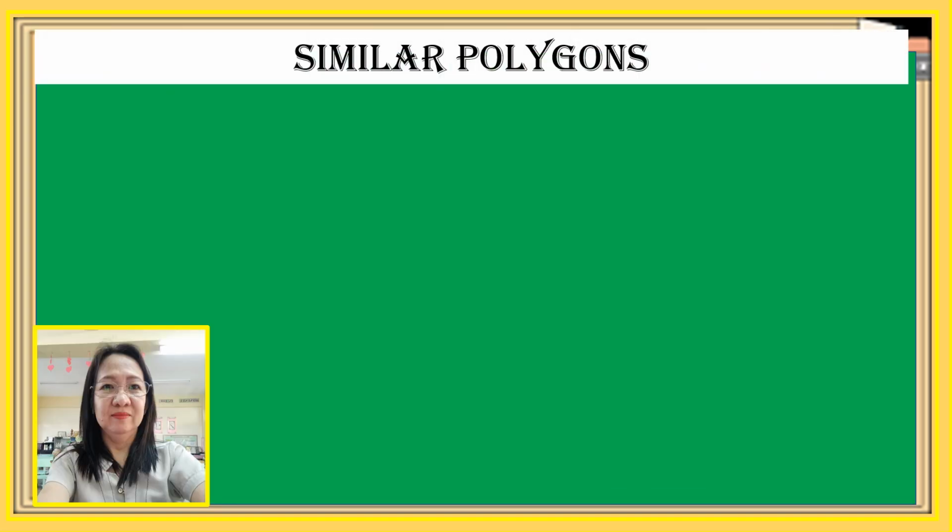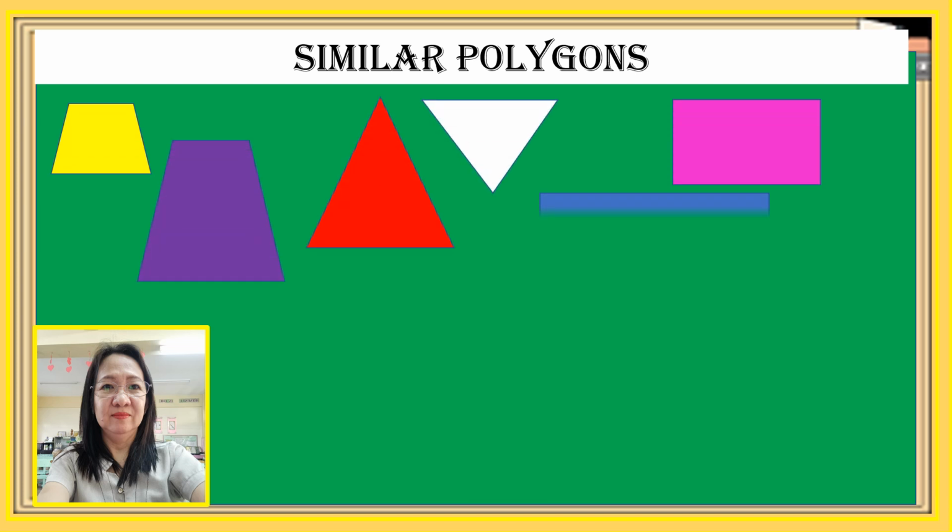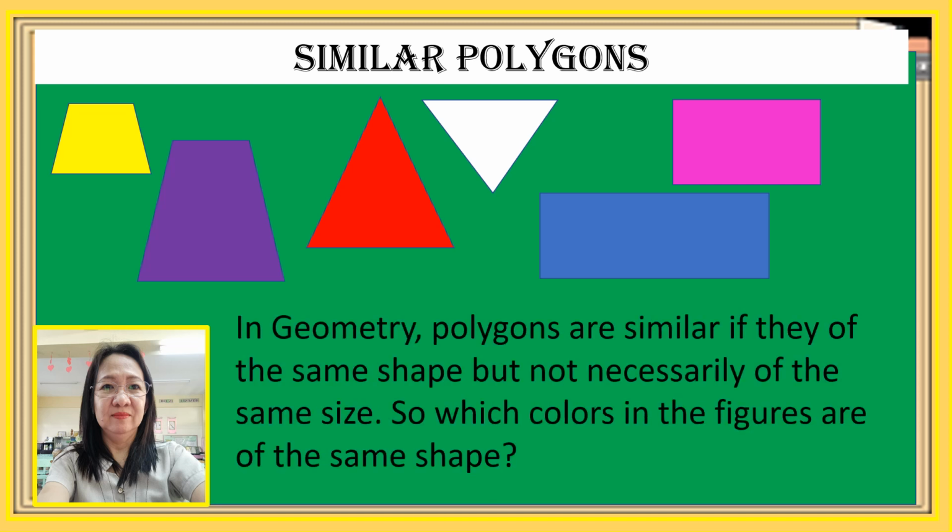Here are similar polygons. These are the common figures in geometry. In geometry, polygons are similar if they are of the same shape but not necessarily of the same size. So which colors in the figures are of the same shape? Yes, the trapezoids, which are yellow and violet, the triangles, which are red and white, and the rectangles, which are colors blue and pink.